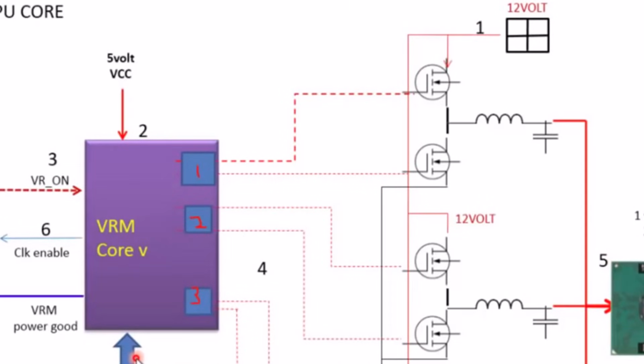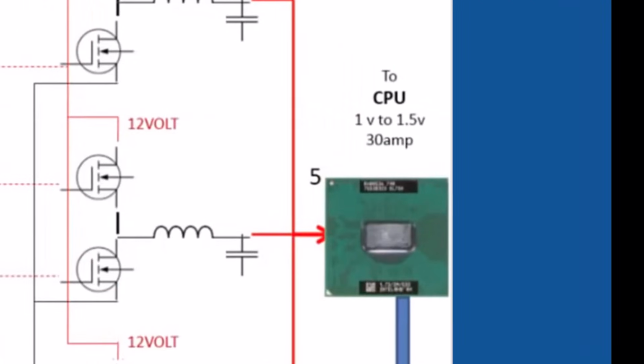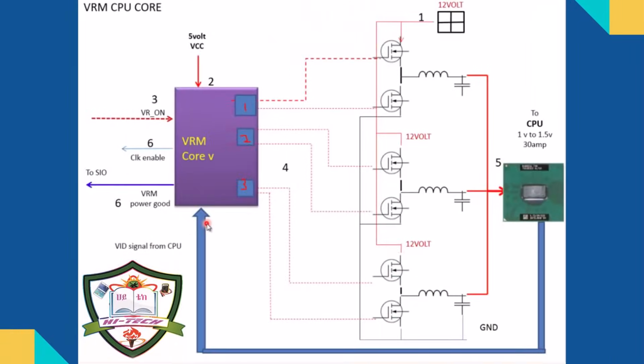multi-phase MOSFETs. The CPU communicates back via VID signals, telling the VRM exactly how much voltage it needs, usually between 1.0 volt and 1.5 volts. This circuit is capable of delivering high current, often reaching 30 amps. Once the VRM stabilizes this power, it sends out a VRM power good signal back to the IC and CO.